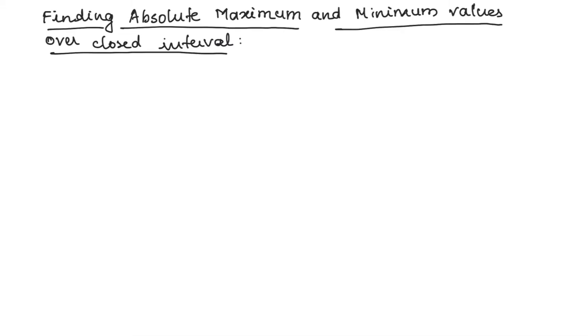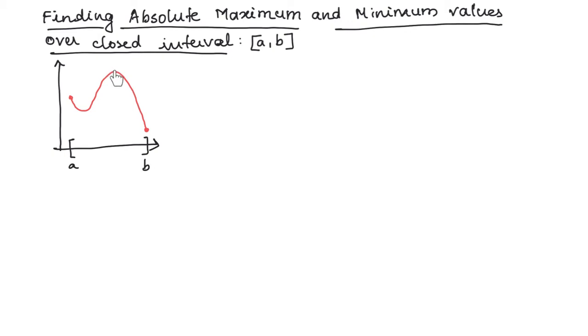In this section, you are going to learn how to find the absolute maximum and minimum values over a closed interval. This is a continuous function in a closed interval, let's say the interval a to b. It has a maximum here, and the minimum value, the lowest y value, is here. So this is the absolute maximum, and this is the absolute minimum.